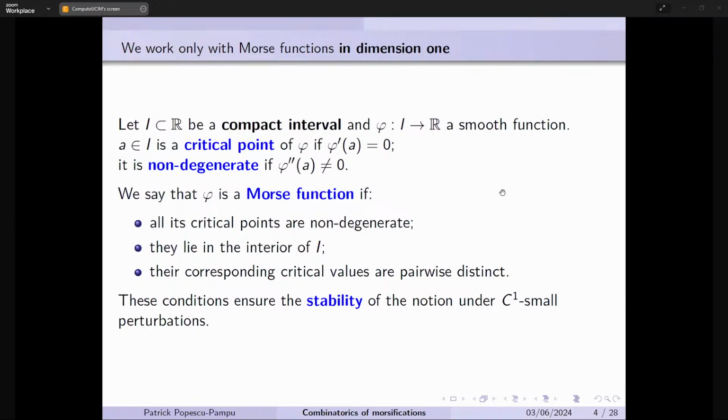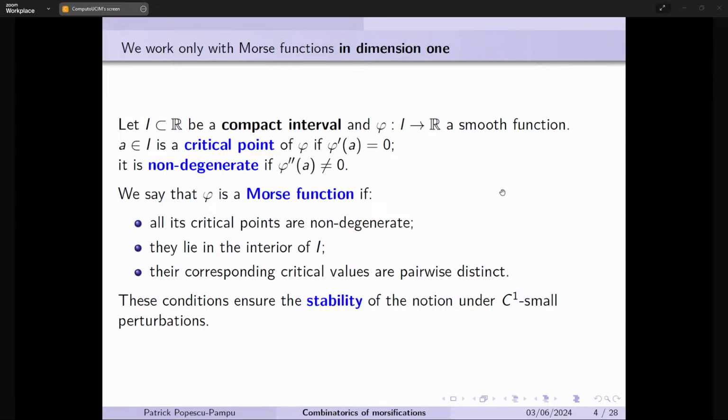We will look at the simplest kinds of Morse functions: not on arbitrary manifolds, but on manifolds of dimension 1, and the simplest ones, which are the compact intervals. So a smooth function defined on a compact interval has critical points where its derivative vanishes, and we say that a critical point is non-degenerate if the second derivative is non-zero there, a Morse critical point. We say that phi is Morse, which means here a global condition, if we have the following things. First, all the critical points are non-degenerate. Second, they lie in the interior of Y, so not at the two boundaries. And third, their corresponding critical values are pairwise distinct. These are exactly the conditions which ensure the stability of this. If now you deform slightly in the C infinity space such functions, you get functions of the same kind.